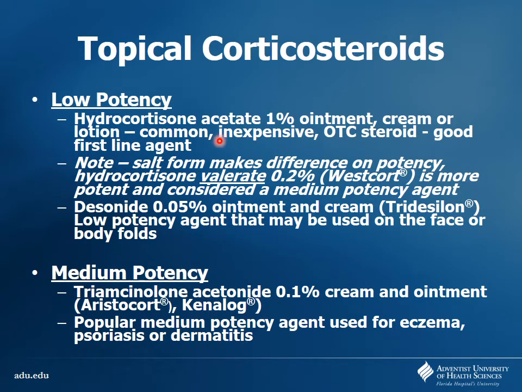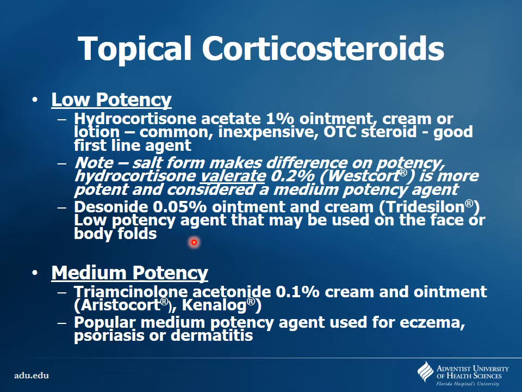Note here that the salt form does make a difference. So for instance, if you get the hydrocortisone valerate 0.2%, even though it's a smaller percentage here, it's actually more potent and is considered a medium potency agent, compared to the hydrocortisone acetate. Okay. So things like desonide 0.05% ointment and cream can be used; again, low potency agents can be used on body folds, intertriginous areas, on the face, things like that.